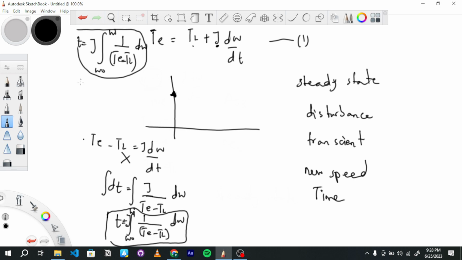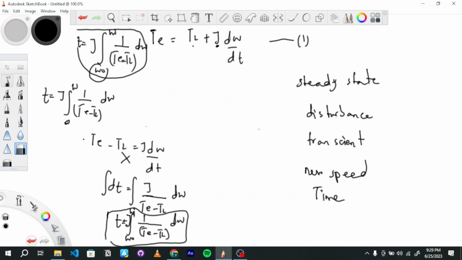Now, if I mention that the drive is starting from standstill, standstill means that the initial speed is 0. So I can write this equation as J integral from 0, which is the standstill, to some speed omega 1, of 1 over TE minus TL d omega. Let's pay attention here.